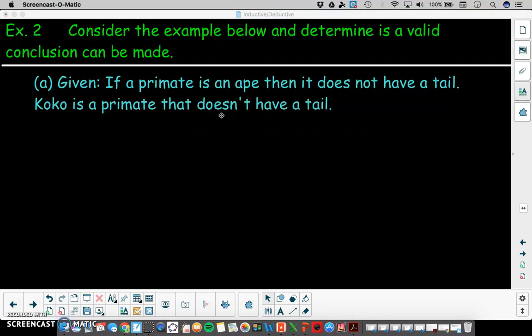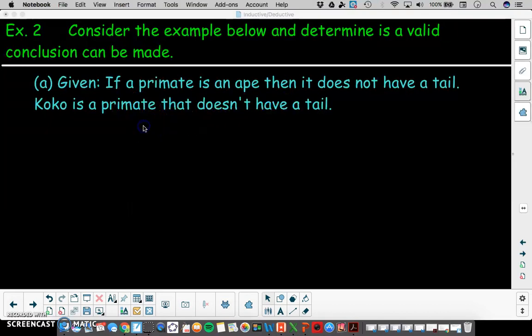So the situation is, if a primate is an ape, then it does not have a tail. Coco is a primate that doesn't have a tail. So we're given this P implies Q statement. If a primate is an ape, it does not have a tail. That is a true statement. And we're given that Coco is a primate and she doesn't have a tail.